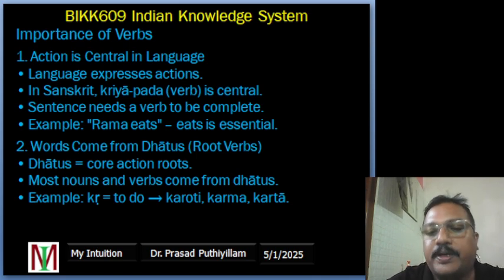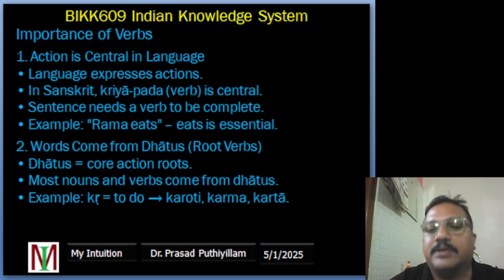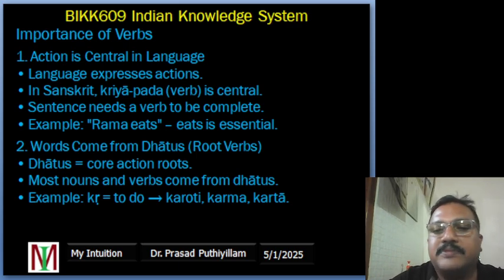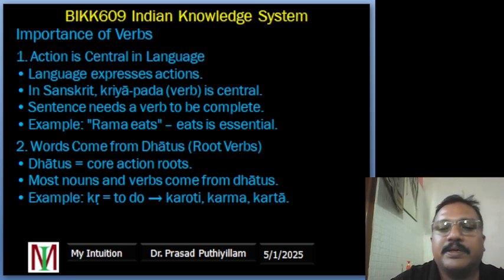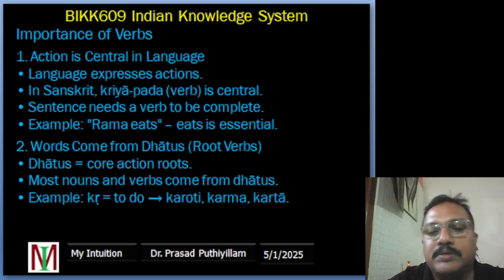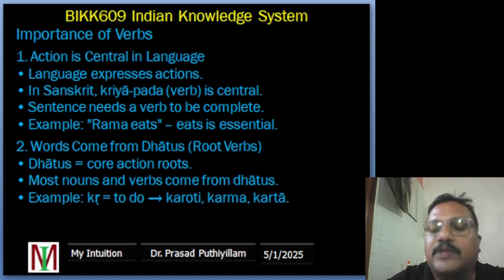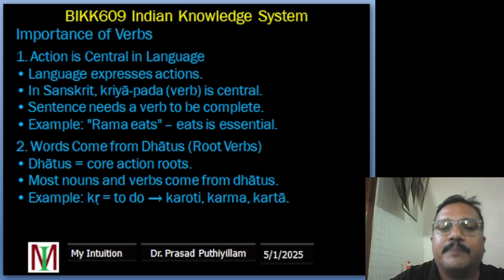So the most important part of any sentence is the kriya pada, which means the verb or the action word. Without a verb, a sentence feels empty. Say Rama eats, where eats is the verb and it shows the action. But if we just say Rama, we don't know what Rama is actually doing, eating or sleeping. So that's why in Sanskrit a sentence is not complete without a verb. The verb gives the sentence life and meaning.